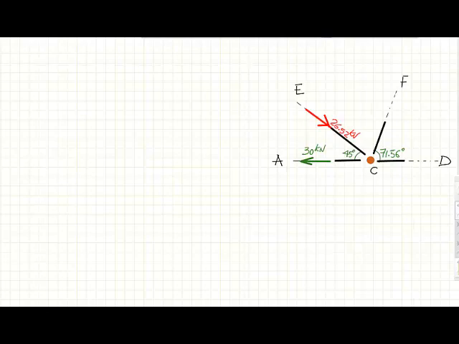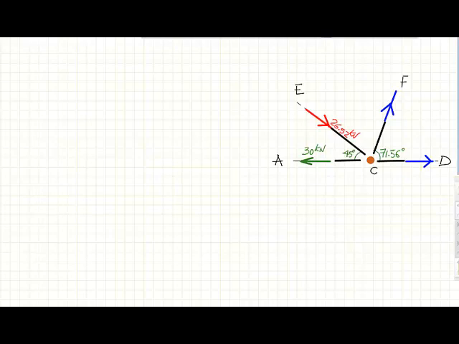Now I'll work on joint C, and step number one is, as we always said, to assign or assume a direction for the unknowns. I will start with CF. I will assume the direction for CF to be going away from the joint, which is tension. I will assume a direction for CD, and this will again be going away from the joint. This is tension.